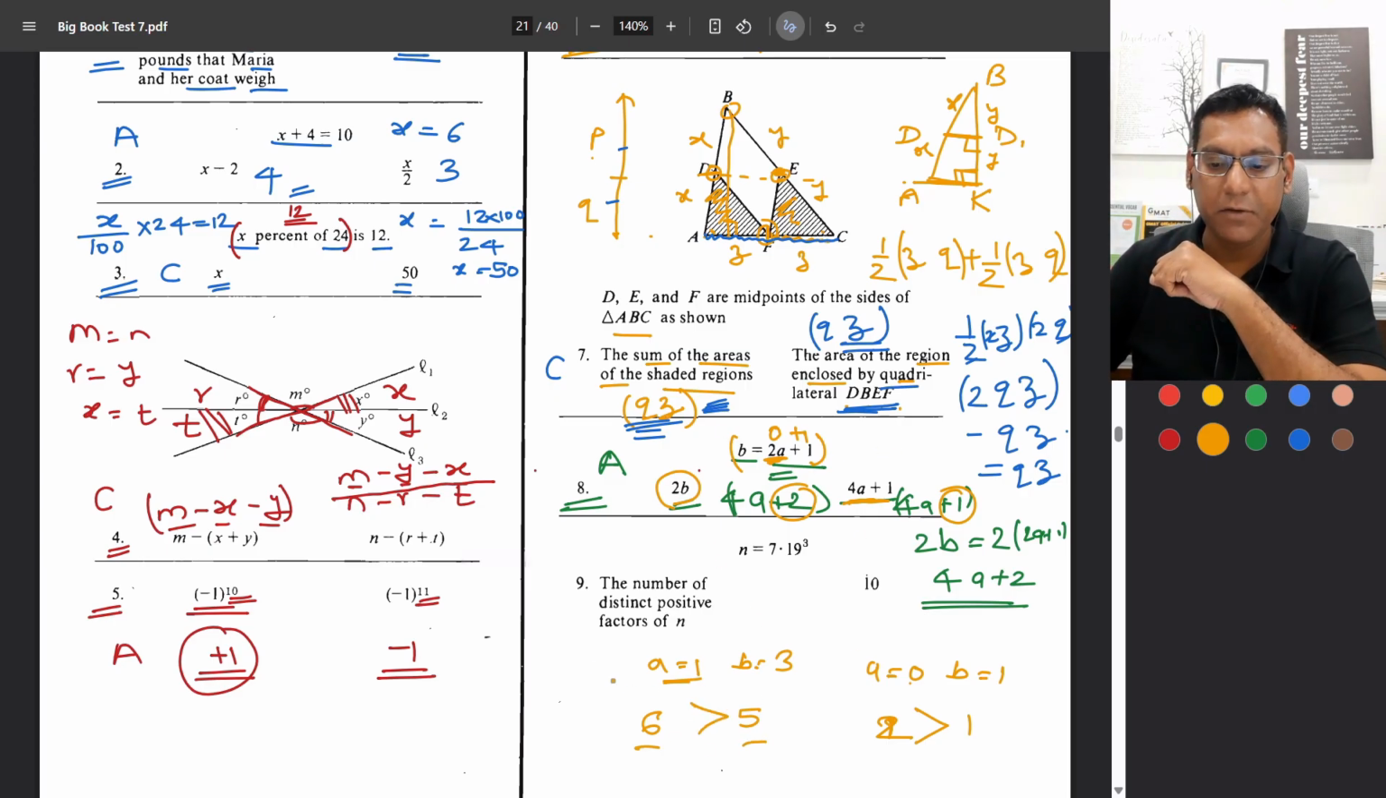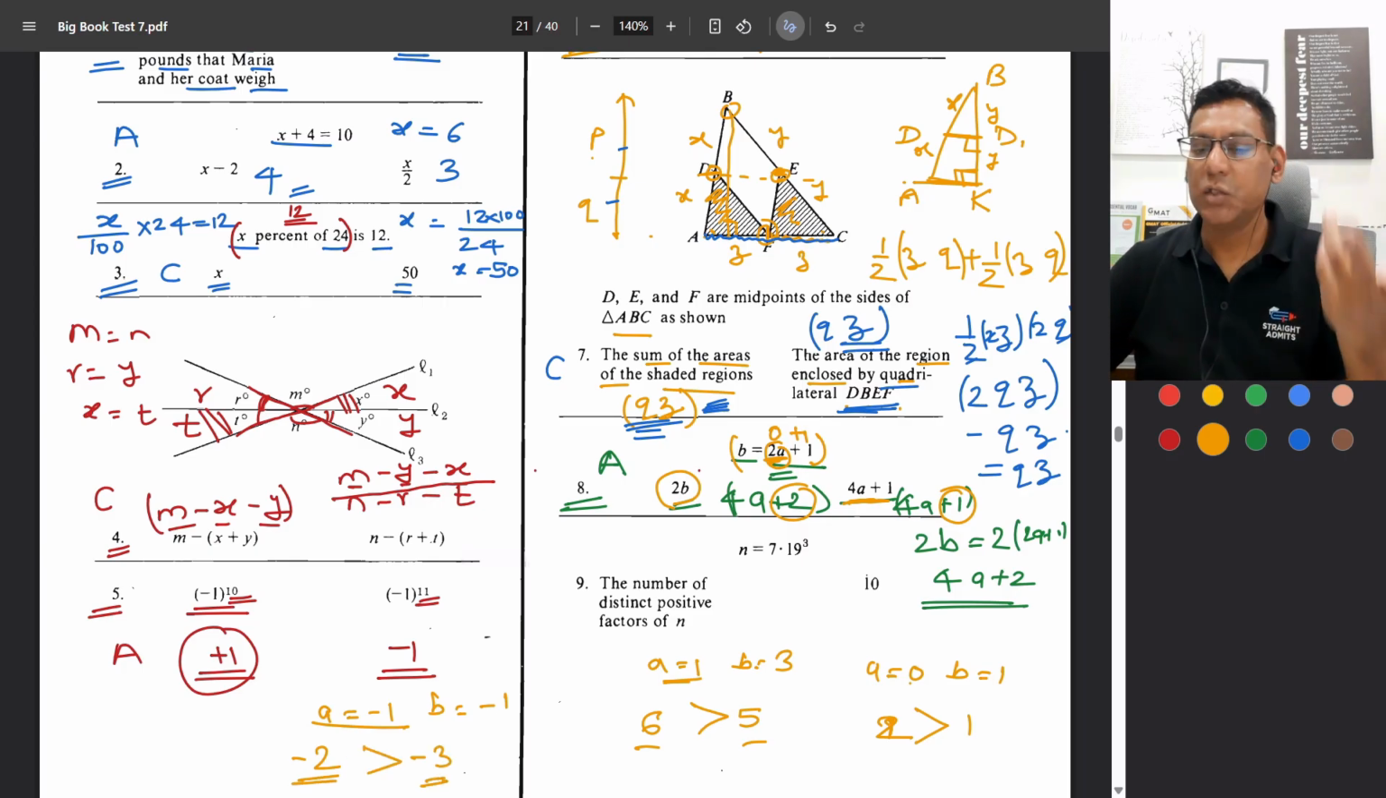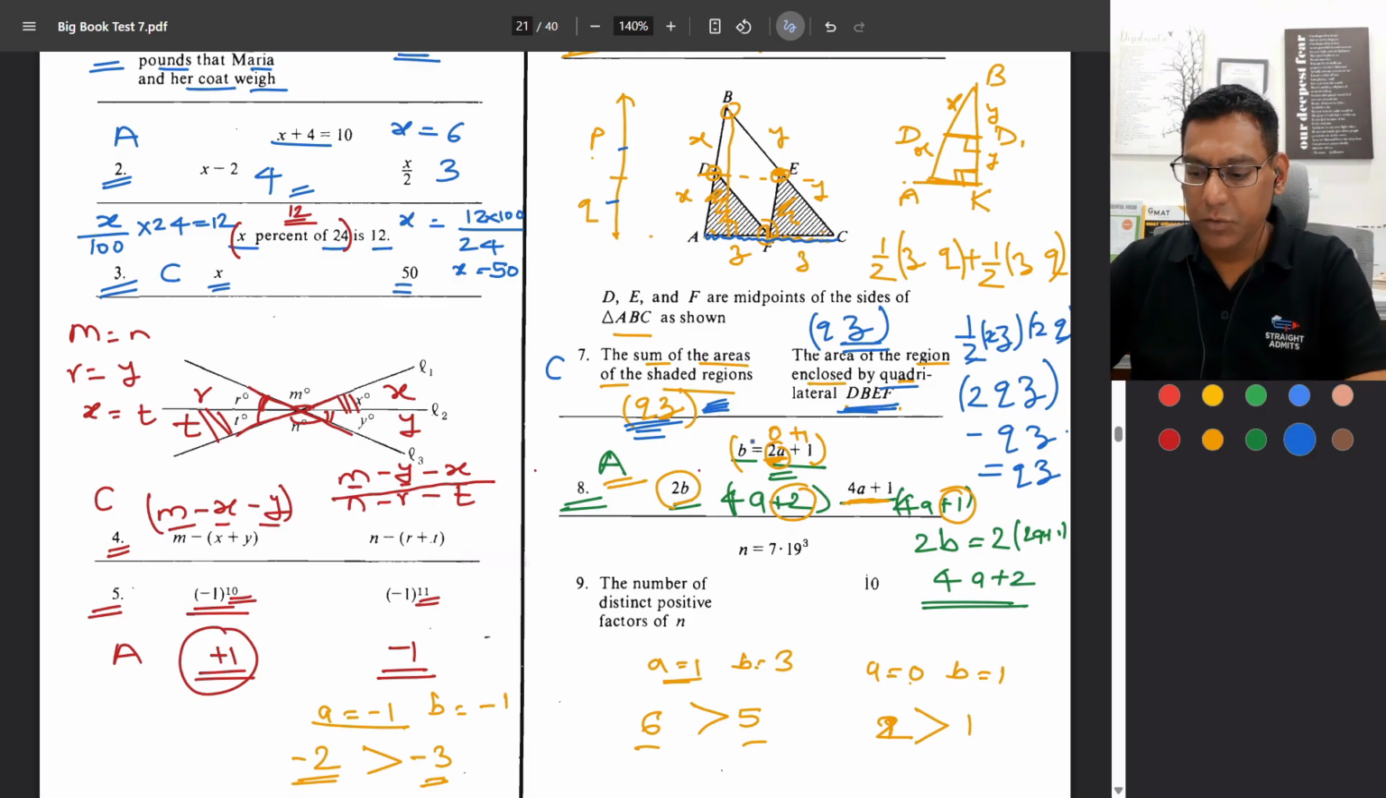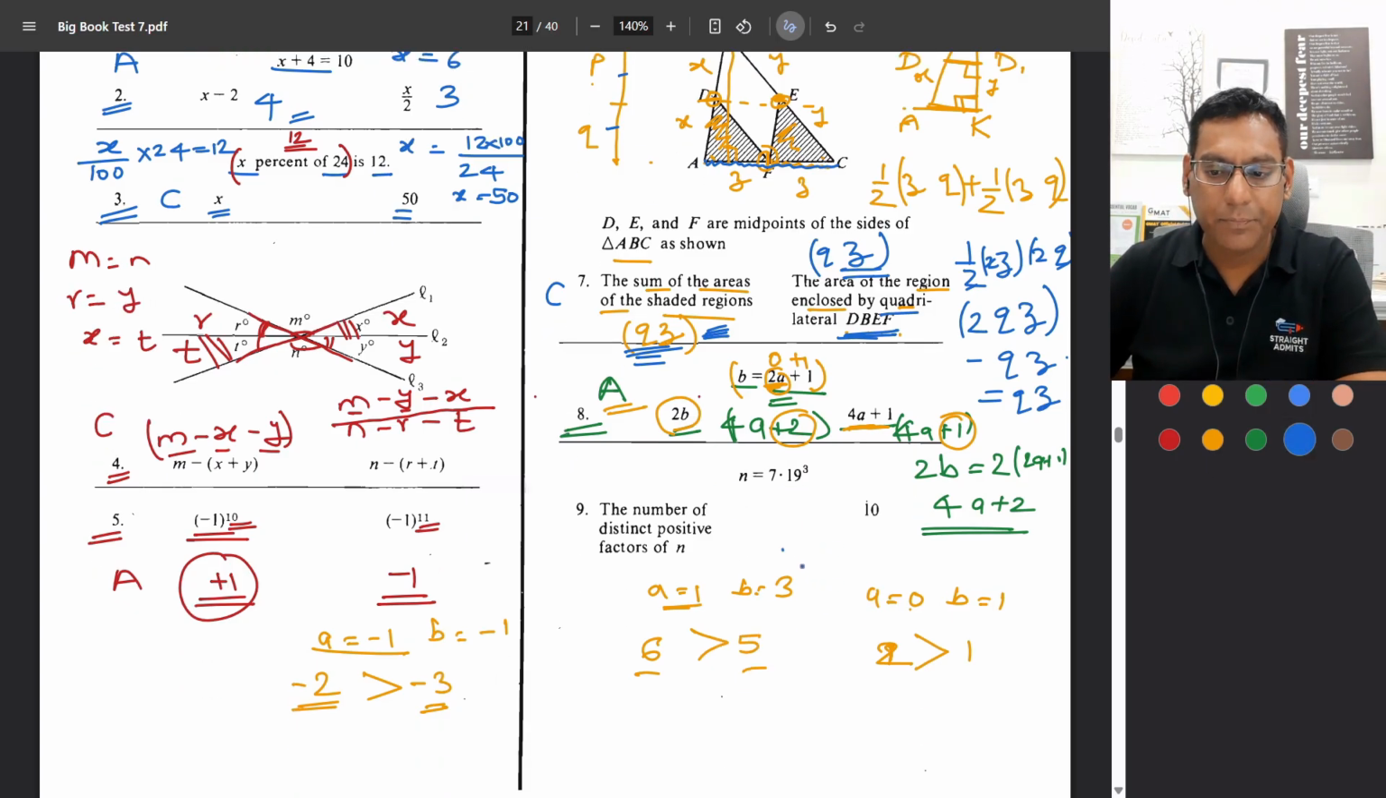Same thing, even if I take a negative number, let's say A is equal to -1, so B is going to be -2 plus 1, that's -1. So 2B is going to be -2, and 4A plus 1 is going to be -4 plus 1, that's -3. Again, there is a difference of 1. So in all cases, this answer choice we verified. So we are very confident at this point in time.